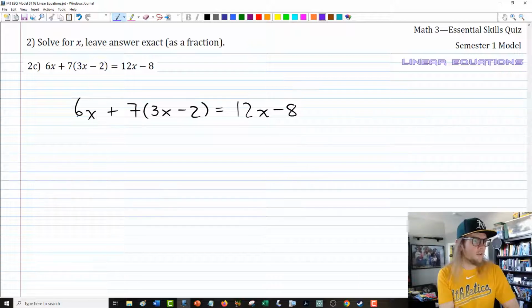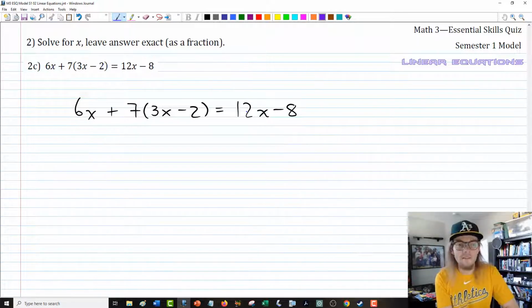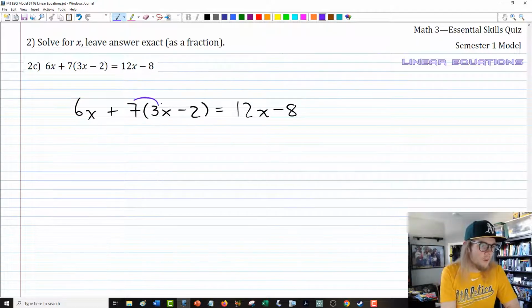So what do I got to do? Well, we've got 6x plus 7 times 3x minus 2, all equal to some other stuff. Basically, we have distributive property, combining like terms. We just got a mess of stuff. So I'm going to start with the distributive property. Again, your approach may vary, but it's going to be pretty necessary. This will make it as clean as possible, I want to say.